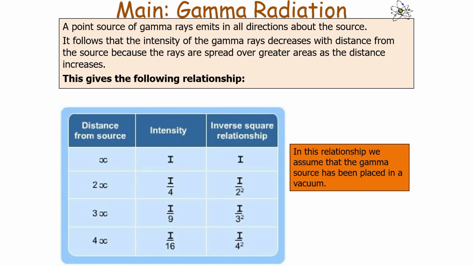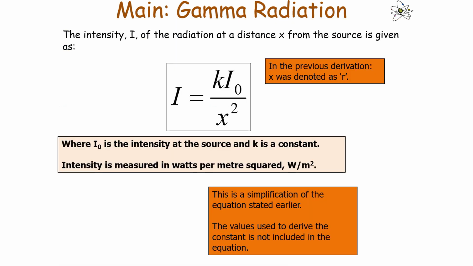So in this relationship, we assume the gamma source has been placed in a vacuum, so it isn't being ionized by the air, that the gamma source emits isotropically, it's the same in all directions, and we're also assuming there's no background radiation contributing to this intensity value. So we can therefore write it as I is equal to kI0 over x squared.